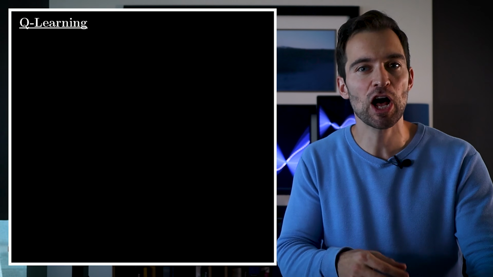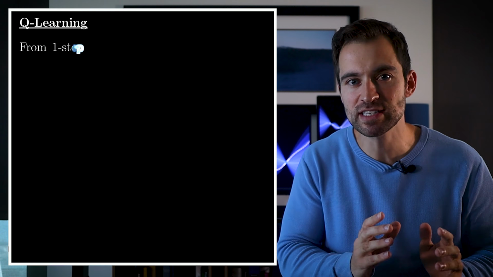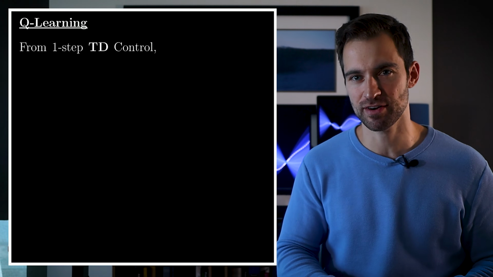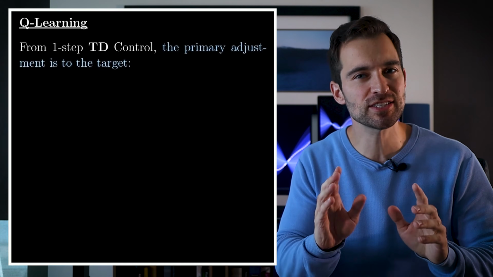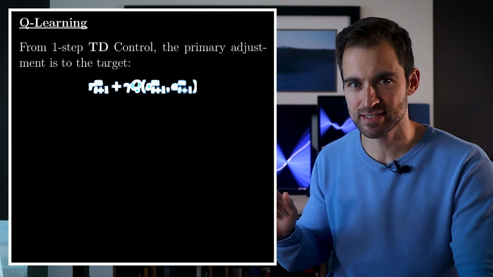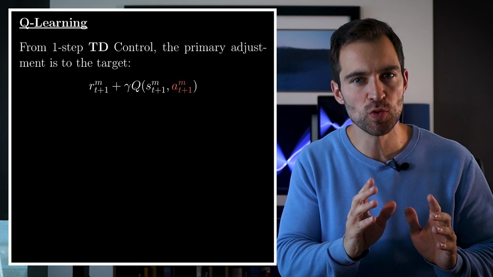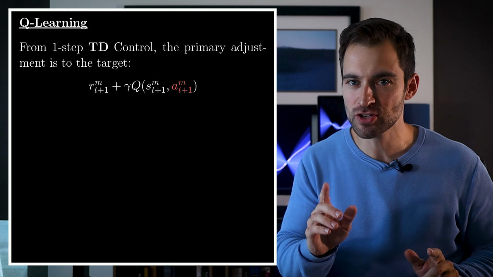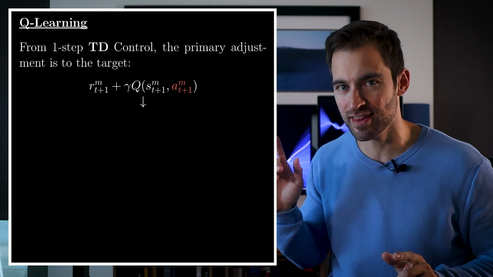The first is Q-Learning. To understand this, I'll pose it as an adjustment from one-step TD control. It's easy to extend it to n steps, the notation is just heavier. Okay, so the primary adjustment is to the target. In one-step TD, the target is this. Remember, the target is what estimates are moved towards on each update. Now in Q-Learning, the target gets changed to this.